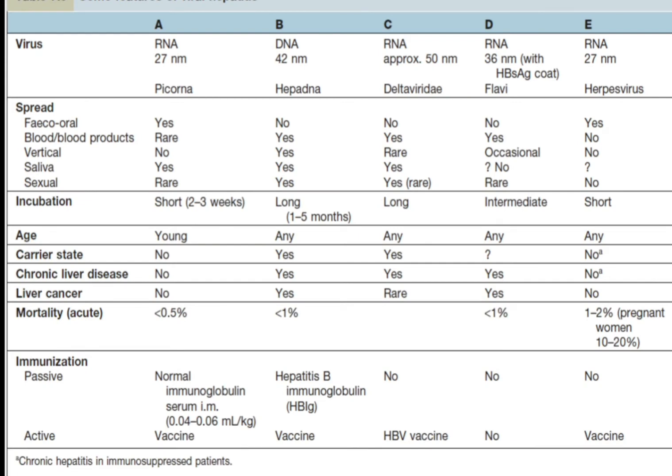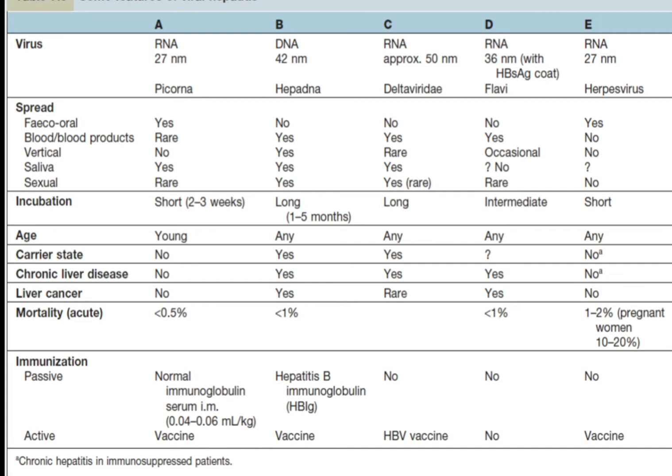So let's start with some features of viral hepatitis. The viruses that we'll talk about will be hepatitis A, B, C, D, and E. Hepatitis A is an RNA virus. It is 27 nanometers and it's a picornavirus. Hepatitis B is a DNA virus. It is 42 nanometers and it's a hepadnavirus.